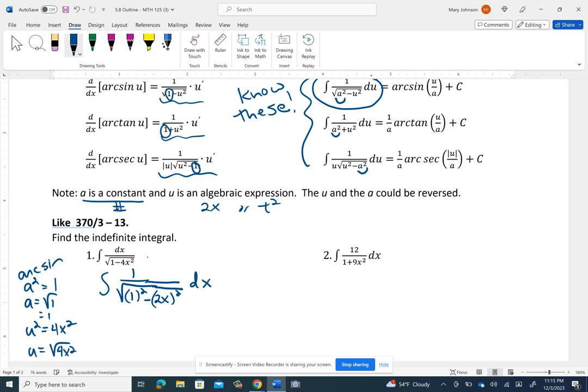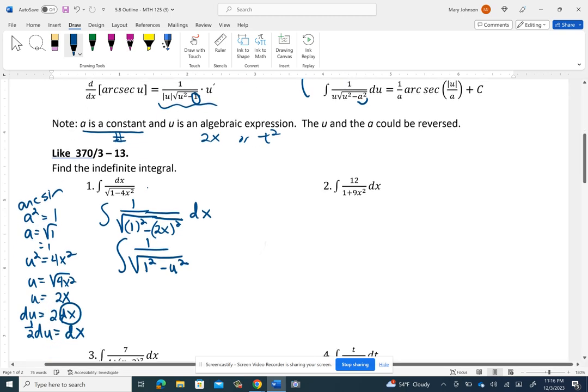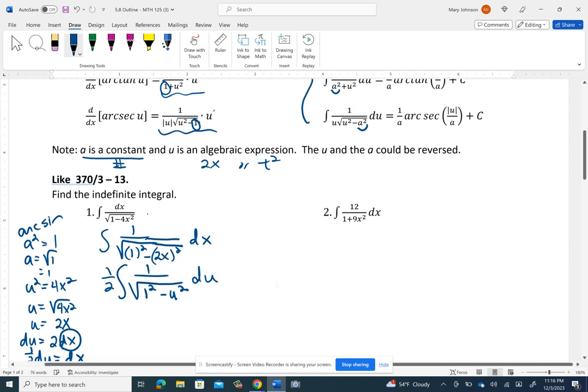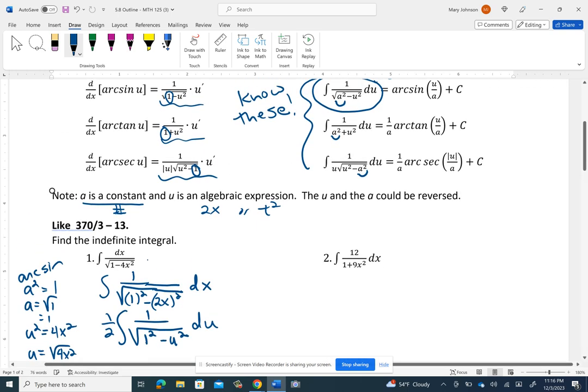And then what I'm going to wind up doing is replacing the different pieces with things involving a u. So this is 1 squared minus u squared. And the dx I'm going to replace with 1/2 du. So let me just put a du here and have that 1/2 out in front. Now I've got this part matching that formula precisely.